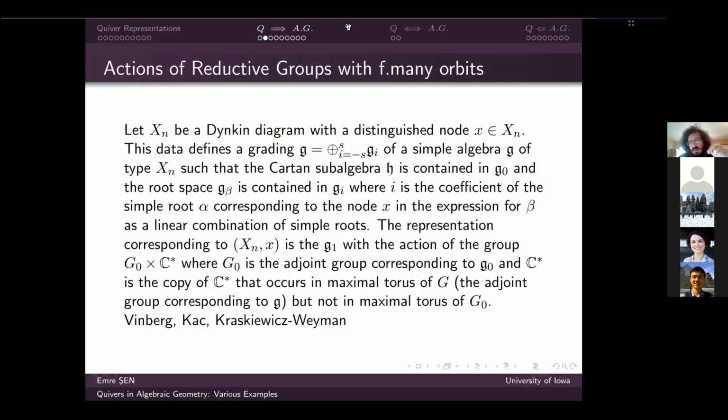And basically, by using this grading, it turns out that the representation occurs in the maximal torus of the G, and it doesn't appear in the connected component. So for details, I just want to refer to the Vinberg and Kraskiewicz paper. They give that thing in a better way. And they consider classifications of E6, F4, and G2 types.